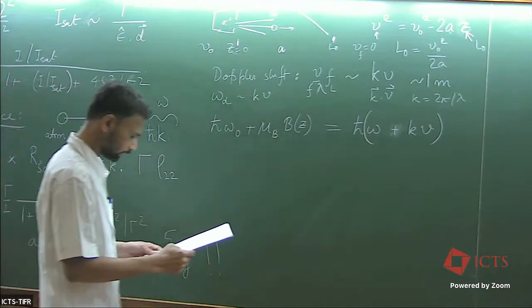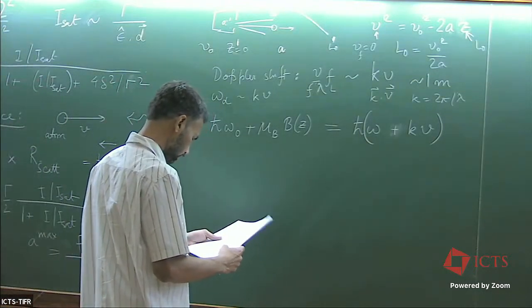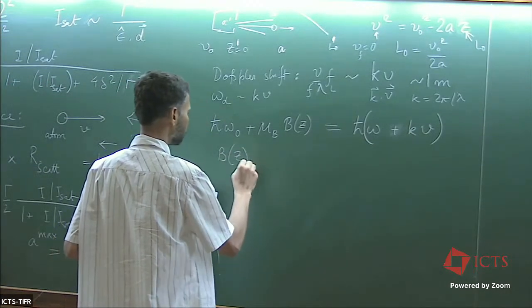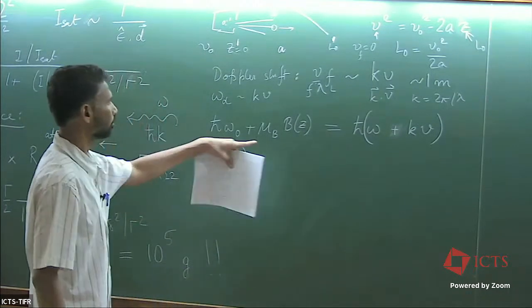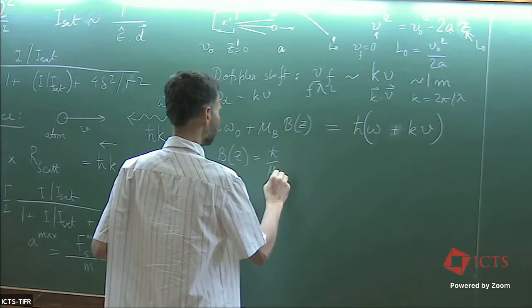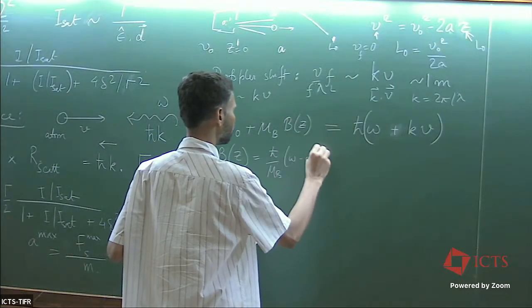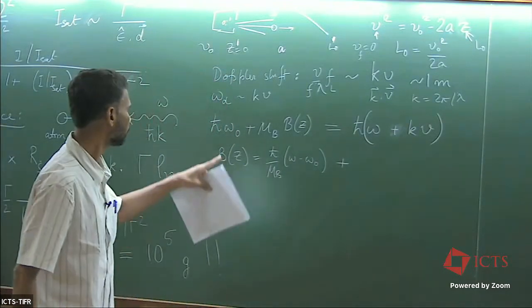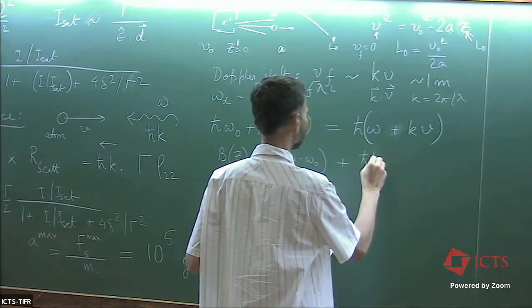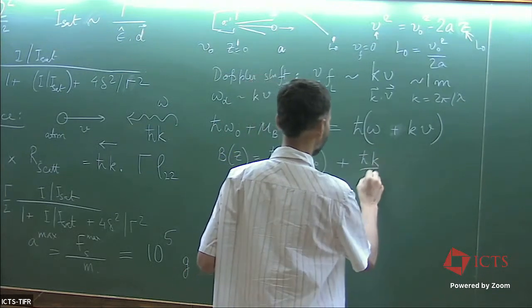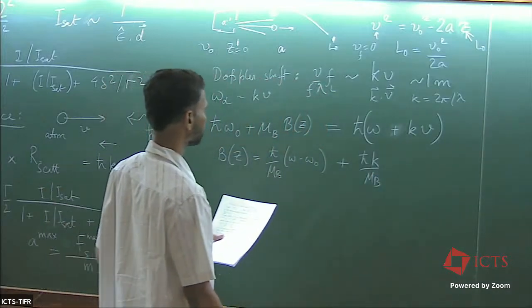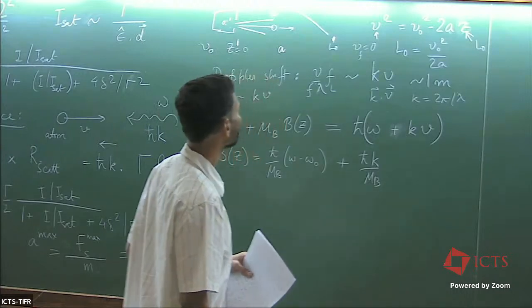So you now write down what Bz is. Bz equals h bar by mu B times omega minus omega zero, plus h bar k divided by mu B times v.